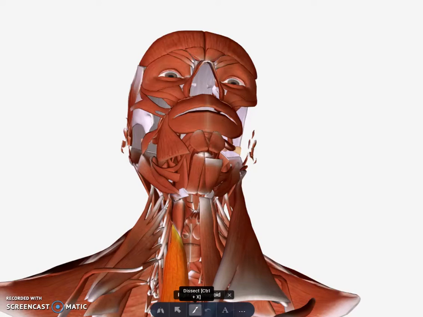This is the sternothyroid. It depresses the larynx. The origin is the manubrium, and the insertion is the larynx.